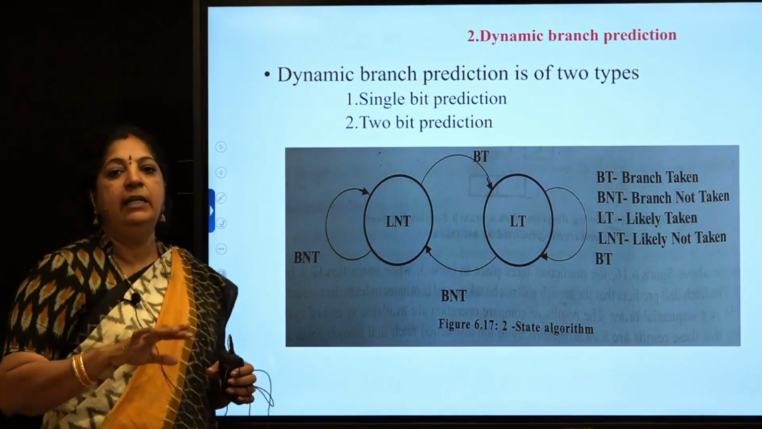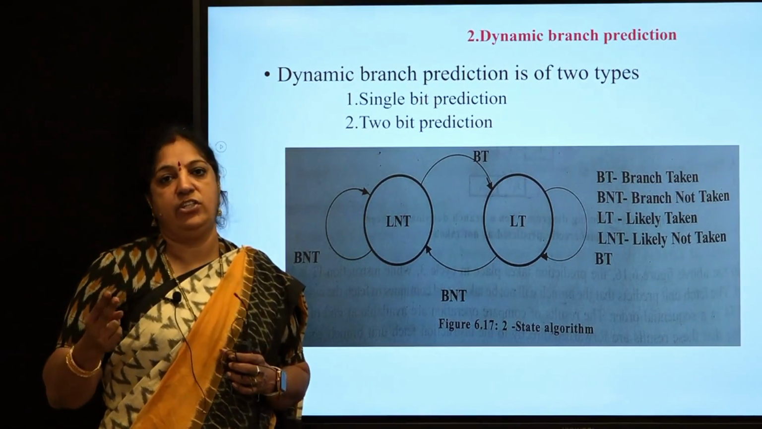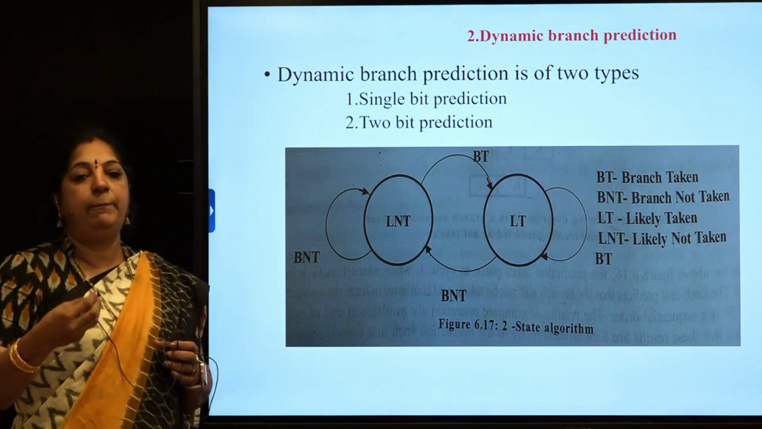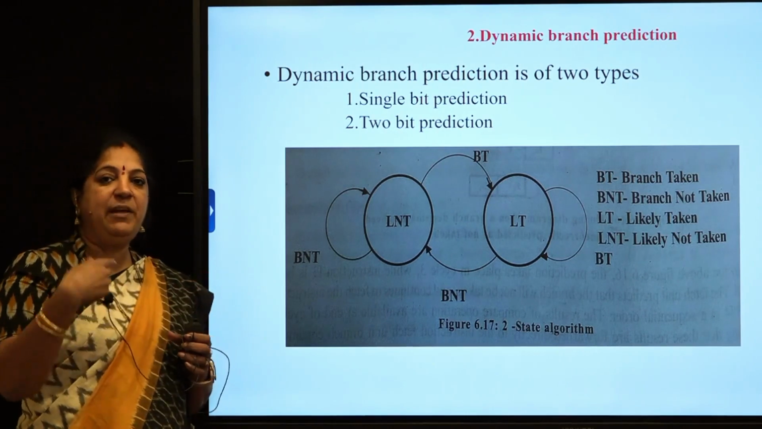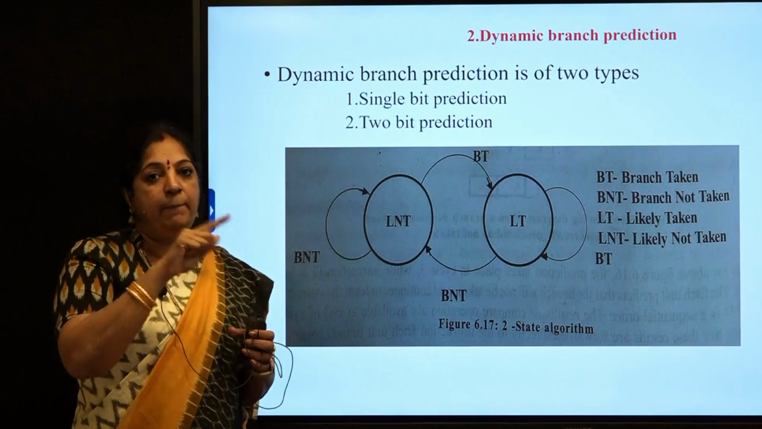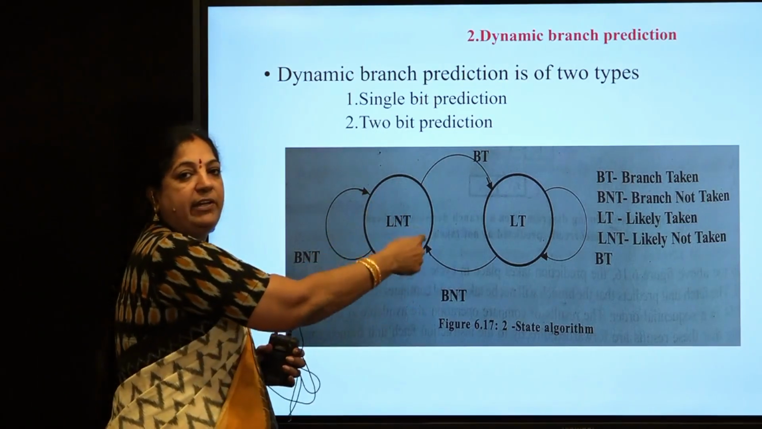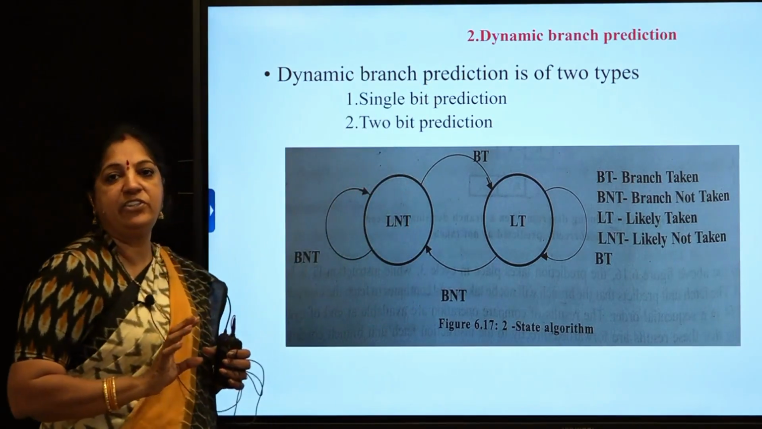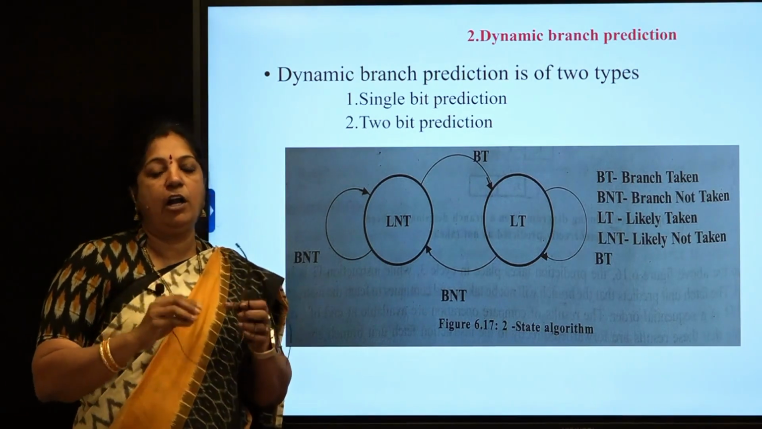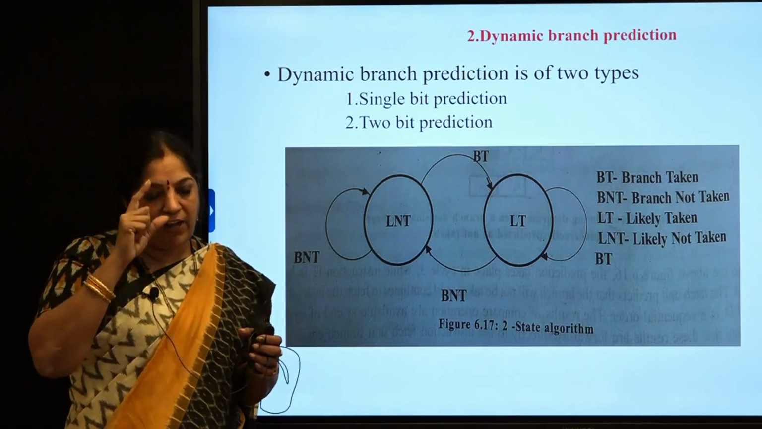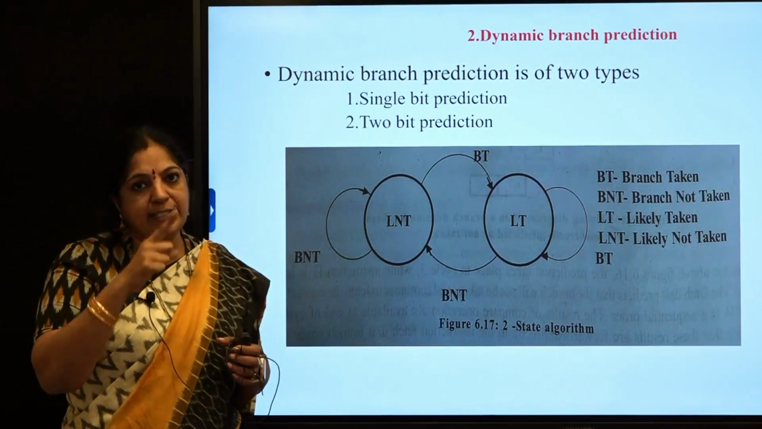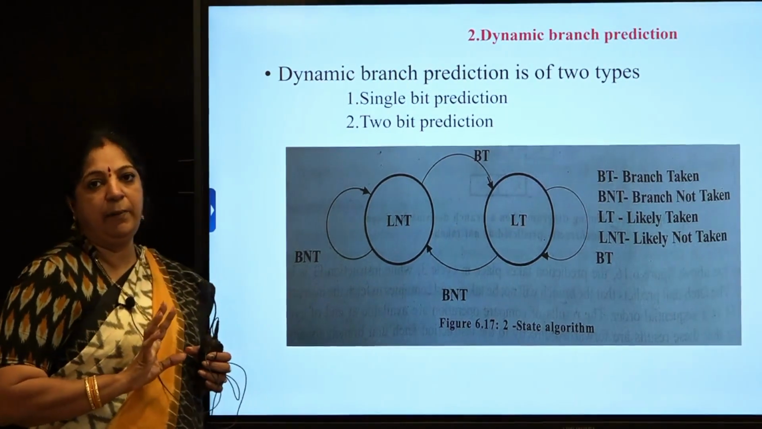That means here dynamically the decisions are changed. Each and every time the prediction will depend on the previous result, that means what we predicted in the previous case and what the actual result was. Based on that we change our prediction, that is dynamic branch prediction. Not bothering about the previous case or the result, deciding on any one thing and each and every time predicting the same thing, that is static prediction.